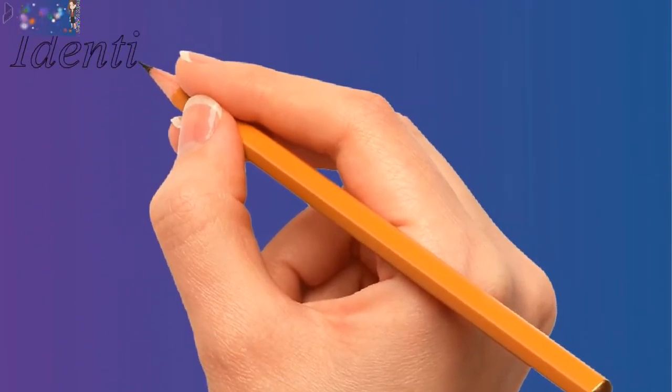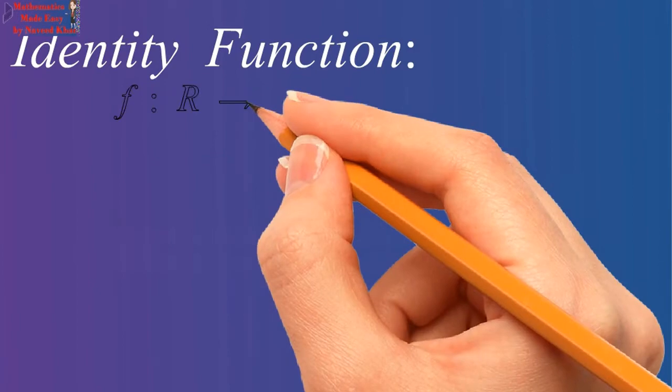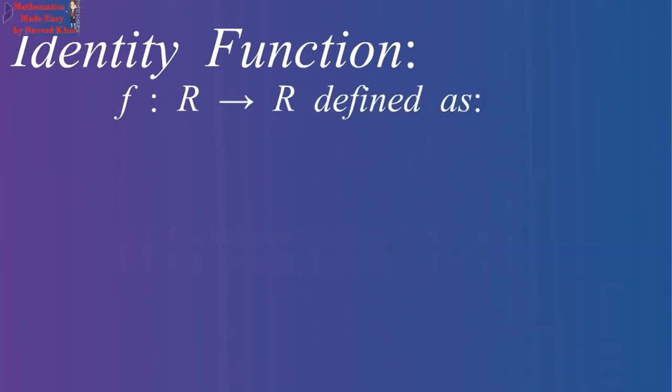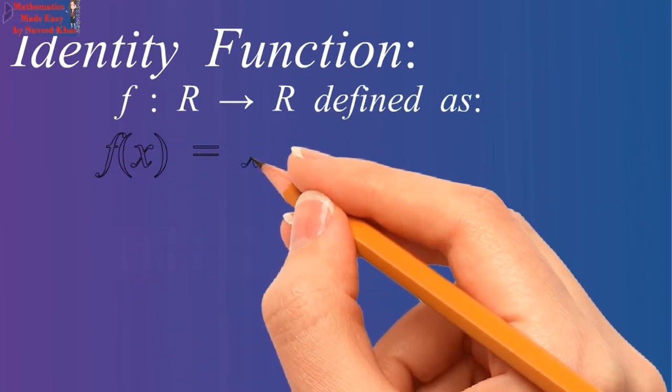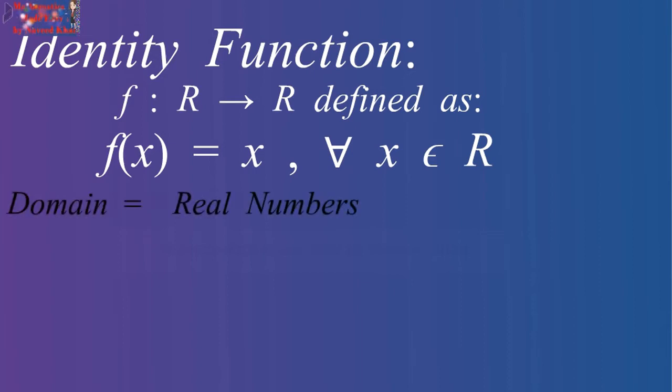Dear viewer, let's come to the identity function. The function f from R to R defined as f(x) = x for all x belonging to the real numbers is called the identity function. The domain and range of the identity function are the real numbers. The input value and the output value are always the same in an identity function.